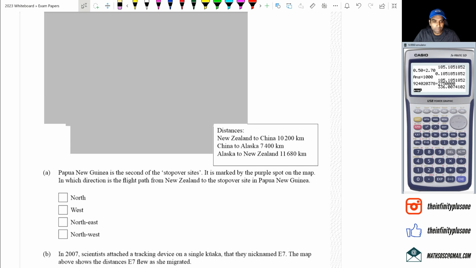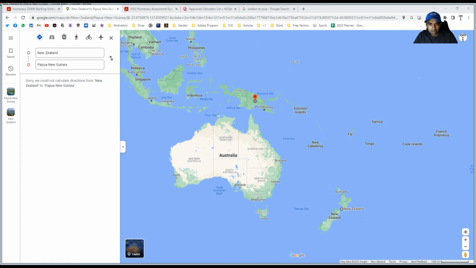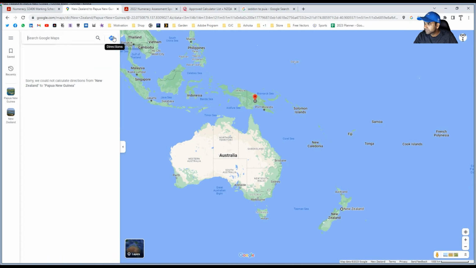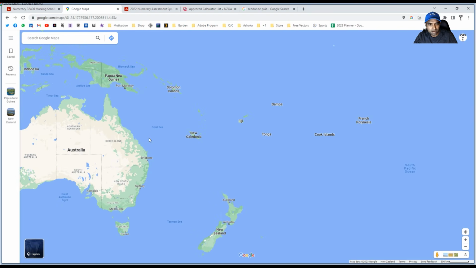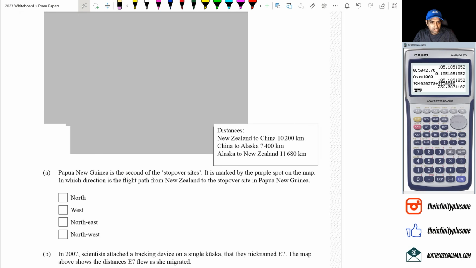So in this case, we've got Papua New Guinea as a second stopover site. It is marked by the purple spot, which we don't have. But what can we look at? Which direction is the flight path from New Zealand to the stopover site in Papua New Guinea? So what I've done here is go back to our little sheet. There we go. We've got New Zealand right there, and Papua New Guinea is there. The question is asking in which direction is the flight path from New Zealand: northwest, northeast, and so on.